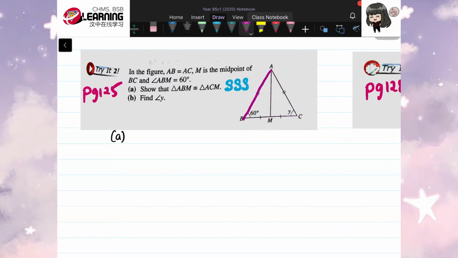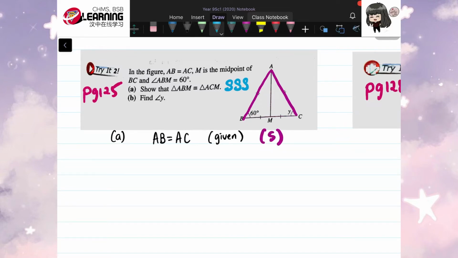Naming of the side as in, AB, the side of AB is equals to the side of AC. This is your first side. AB equals to AC. This is your first side. Your second side, actually this one is given. We have to write down given. AB equals to AC is given. So this is your first side.